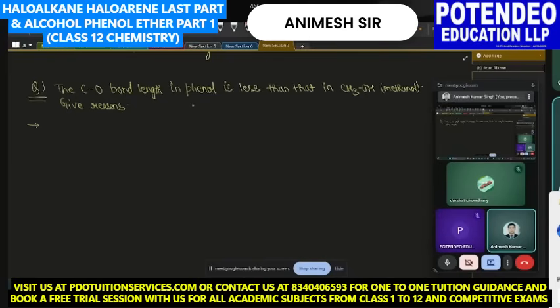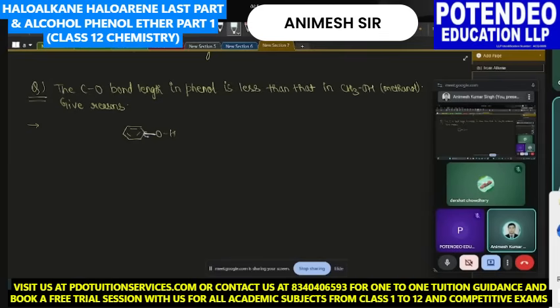In phenol there is a bond between carbon and oxygen, and in alcohol, particularly in this question, methanol, there is also a bond length between carbon and oxygen. So this is your phenol, and as you can see, here is a bond between carbon and oxygen, this bond. The question is talking about this bond.